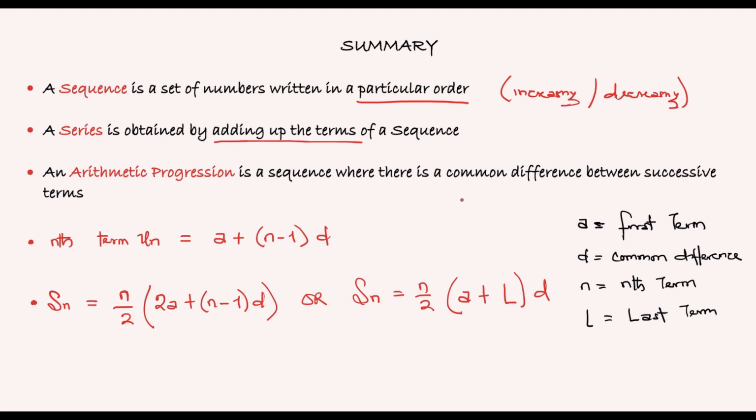Also, we've learned that for a sequence to be considered an arithmetic progression, the difference between successive terms must be constant. That means we need to have a common difference for it to be considered an arithmetic progression. We've also learned that to find the nth term of an arithmetic progression, the formula is a plus n minus 1 multiplied by d, where a is the first term, n is the number of terms that we're looking for, and d is the common difference. We've also learned that to find the sum of an arithmetic progression, or the series of an arithmetic progression, we have 2 formulas. The first one here is used when you do not know the last term of the arithmetic progression, and the second one on the right here is used when you know both the first and the last term of the arithmetic progression.